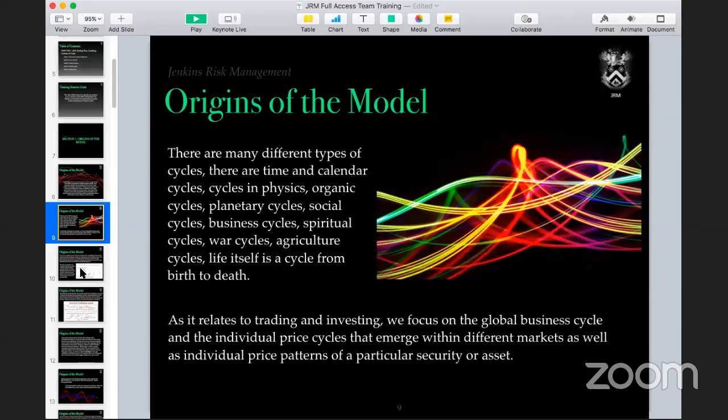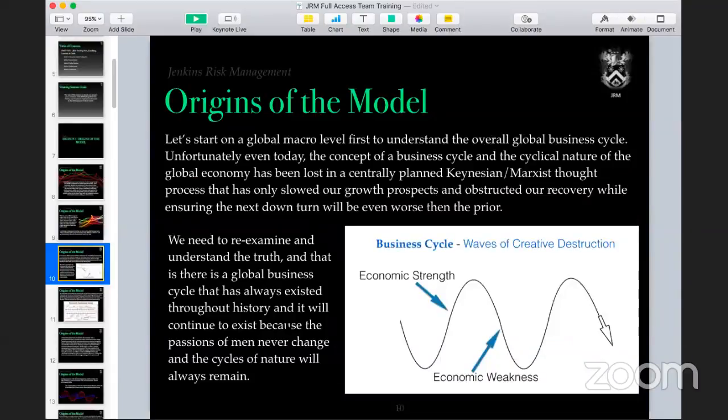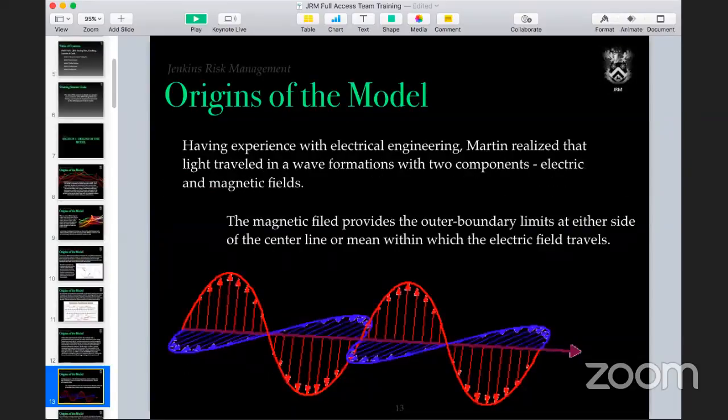So we could get into the cycles of, you know, planetary cycles to war cycles. There's obviously agriculture cycles. Life itself is a cycle. I think everyone pretty much understands that, but not a lot of work has been done on it in the financial markets. I don't want to get into the Keynesian stuff on the business cycle, but everything moves in waves, guys.